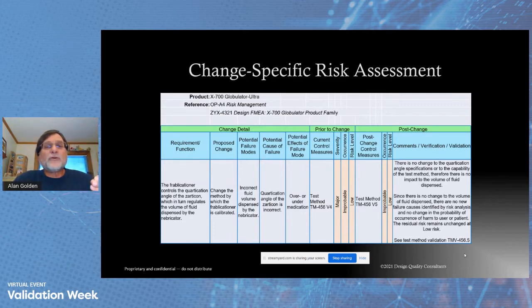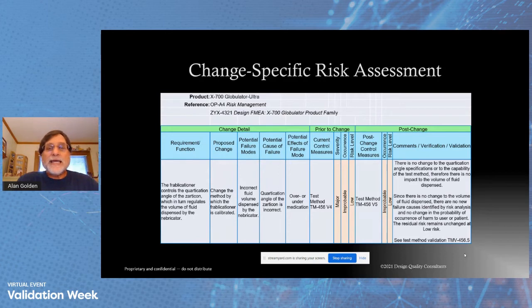If you take a look at the first 5 columns under change detail, first of all, I write down what is my requirement or function. What is this thing I'm changing supposed to do? What's my proposed change? I'm going to do something to that. In this case, I'm changing a method by which something is calibrated. What are my potential failure modes? In any FMEA, you may have multiple failure modes under the same row, and that's okay. So pick up all your potential failure modes. You're then going to have another column, potential cause of the failure, and you're going to have a different cause for each failure mode. I only have one listed here for brevity.